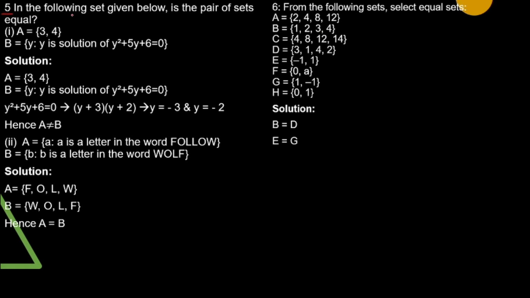Fifth question. In the following sets given below, is the pair of sets equal? A equal to {3, 4}, B equal to the set of y such that y is a solution of y square plus 5y plus 6 equal to 0. So we write the given equation, and when we factorize, splitting the middle term, we get y plus 3 and y plus 2, and the values of y are negative 3 and negative 2. So here we have 3 and 4. So A is not equal to B. I hope this is enough to understand whether sets are equal or not.